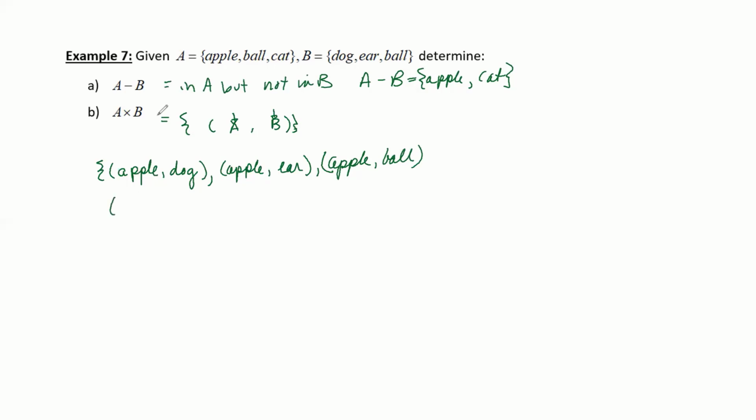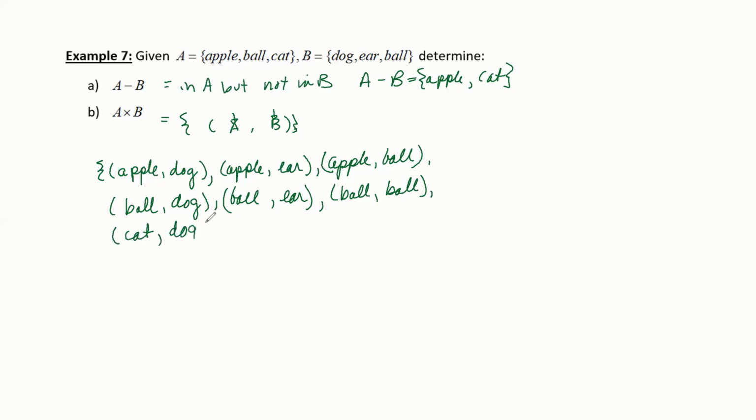Now below that, we're going to do the same thing with ball. So we have ball, dog, ball, ear, and ball, ball. Okay. It's okay that it's the same one. And then we're going to do the same thing for cat. So we have cat, dog, cat, ear, and cat, ball.